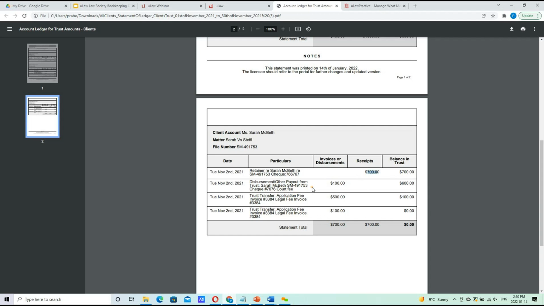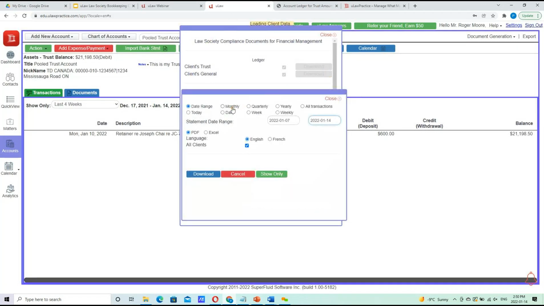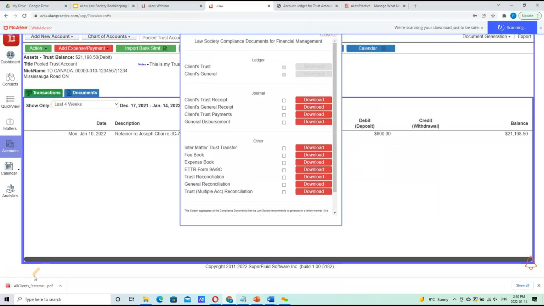So let's keep that example in mind of Sarah Macbeth of $700 coming in at 100, 500, and 100. And let's do the general ledger for that same date range. So I'm going to choose the month of November and generate the general ledger for that month.